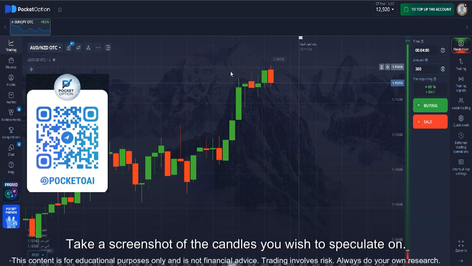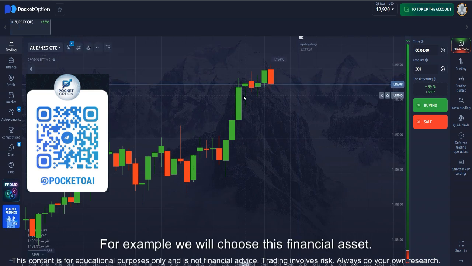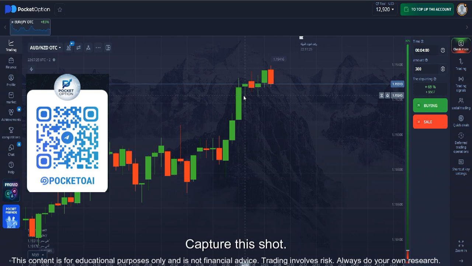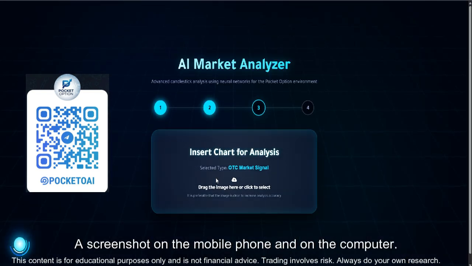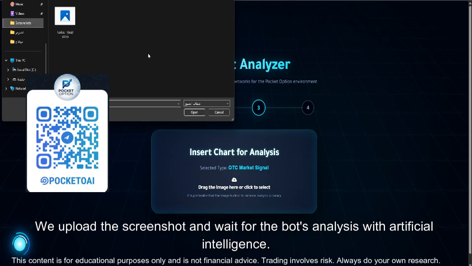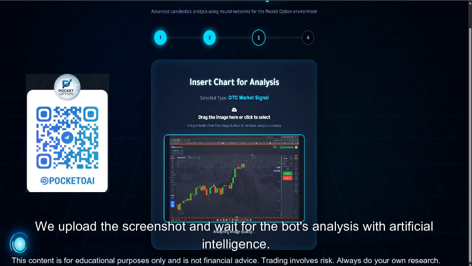Okay, take a screenshot of the candles you wish to speculate on. For example, we will choose this financial asset. Capture this shot. Okay, that's all. A screenshot on the mobile phone and on the computer. We go to the bot, we upload the screenshot and wait for the bot's analysis with artificial intelligence.